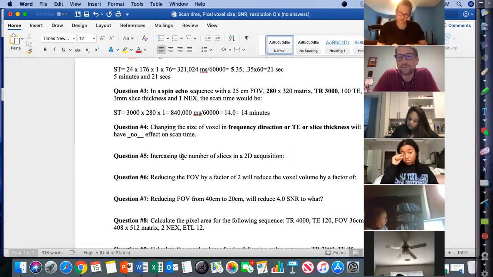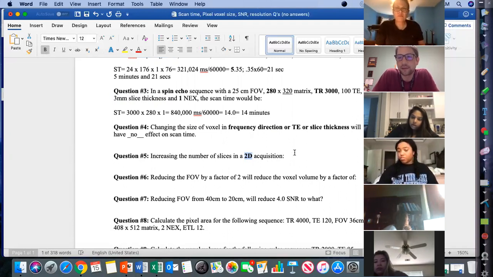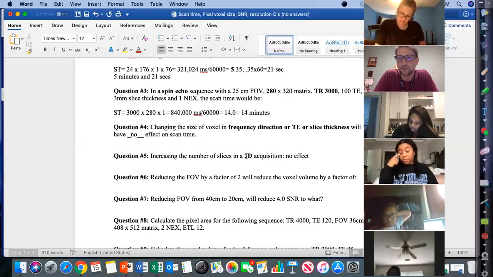Number 5, increasing the number of slices in a 2D acquisition. What happens to our scan time? Tisha's shaking her head. Kind of the same thing, right? No effect. Because that is not part of our 2D scan time equation. But if this said 3D, then yeah, it has a direct effect.